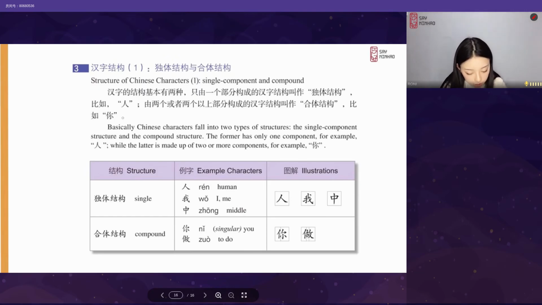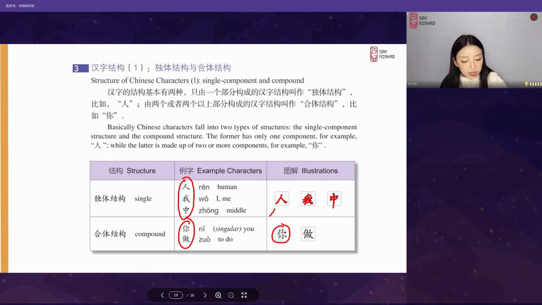Okay, the last part of today's lesson is the structure of Chinese characters. There are single component and compound structures, okay? So, for example, these three are the single components, okay? And these are compound, really easy to see. You can see this one, 人, 我, and 中. We can see the strokes, they are crossing to each other. They are connected, right? Connected.